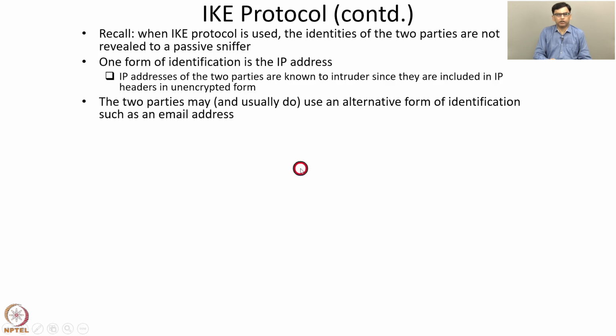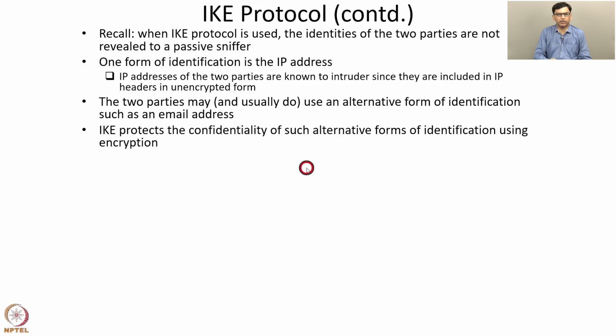But the two parties may and usually do use an alternative form of identification such as an email address. Suppose routers R1 and R2 are communicating with each other. Apart from the IP address which is sent in clear form, the two parties also have an alternative identification such as an email address, and IKE protects the confidentiality of such alternative forms of identification such as an email address using encryption.